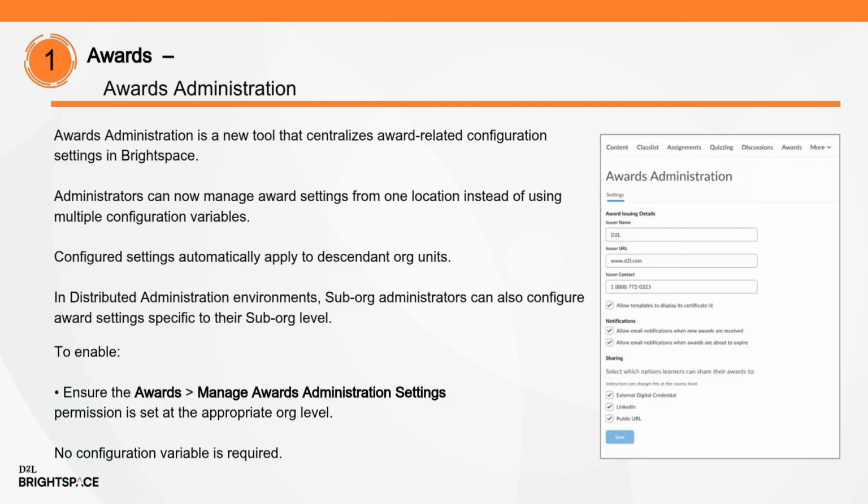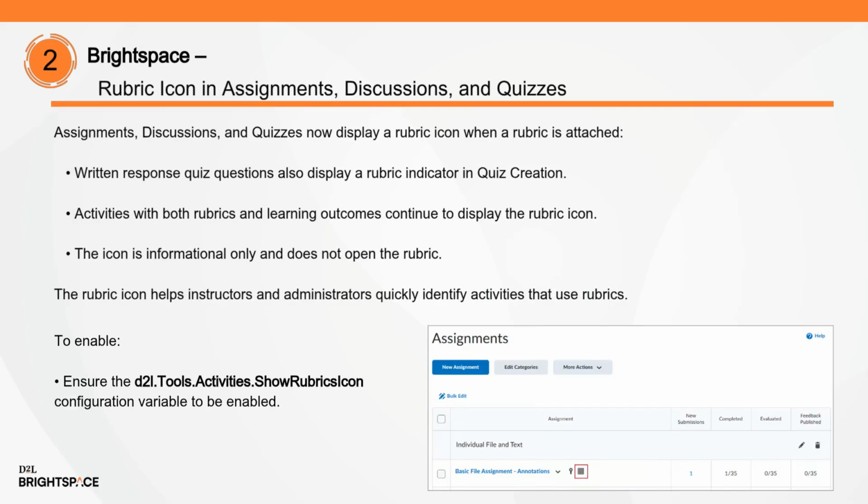Available to all clients. To enable, organization-level administrators and sub-org administrators require the Awards Manage Awards Administration settings permission at the appropriate org level. Instructors can now quickly identify which assignments, discussions, and quizzes include attached rubrics. A new rubric icon now appears beside activities and list pages, making it easier to audit assessments, confirm rubric setup, and reduce configuration errors. Written response questions in quiz creation also display a rubric indicator when a rubric is attached.